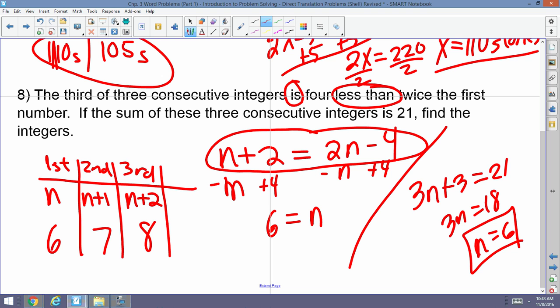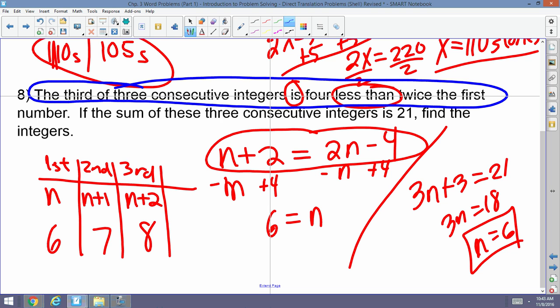The reason I did both ways here is for you to be prepared for one or the other way. If I just give you the sum, it's easy. You just add them up. But sometimes I'm going to give it to you in a complicated format like this. And you need to know that you have to set up your 3 consecutive integers. Then you manipulate them using direct translation. Does that make sense, gentlemen?